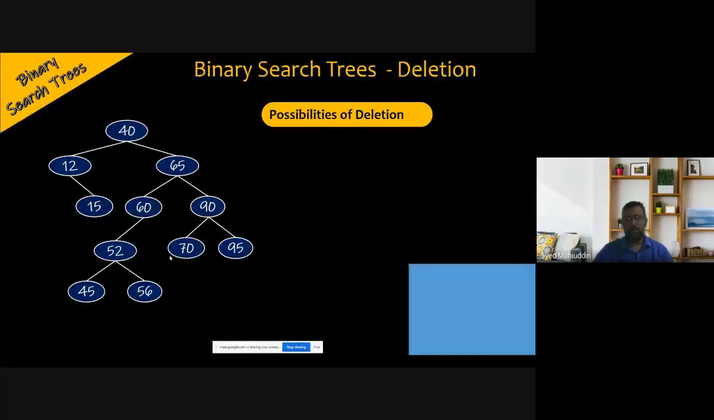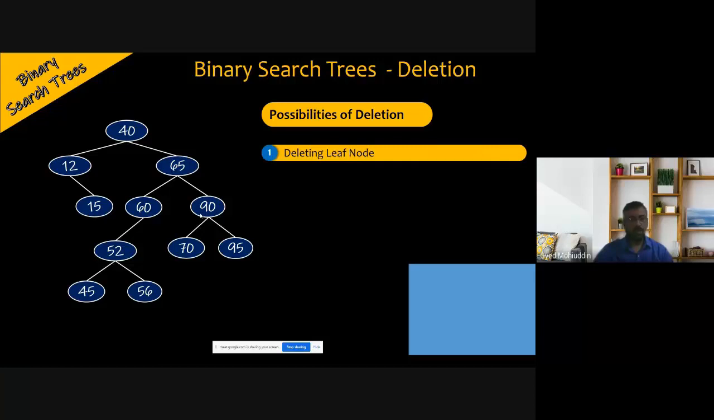Now, deletion is not that easy. Deletion has three possibilities. It can be a leaf node that we are trying to delete. That is what we talked about in the last class. For example, in this case, 15 is a leaf node, 45 is a leaf node, 56 is a leaf node, 70 is a leaf node, 95 is a leaf node. So deleting a leaf node is very simple.